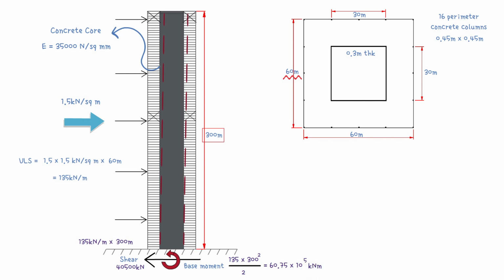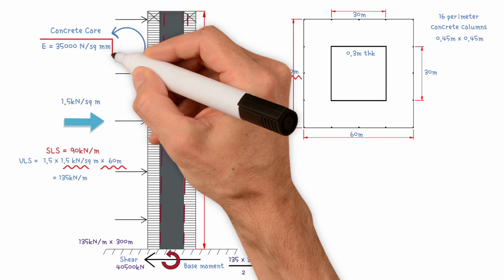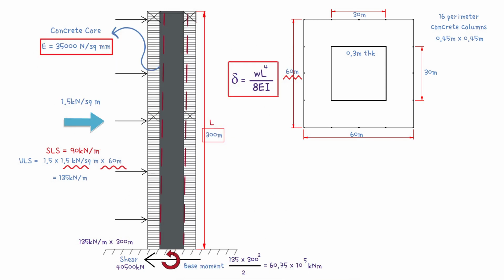Next, to work out the deflection, we will be using the equation for a cantilever supporting a uniformly distributed load. We already have most of the information. W is 1.5 kilonewtons per square meter, times 60 meters, which is 90 kilonewtons per meter. L is the building height 300 meters. E is Young's modulus 35 kilonewtons per square millimeter.